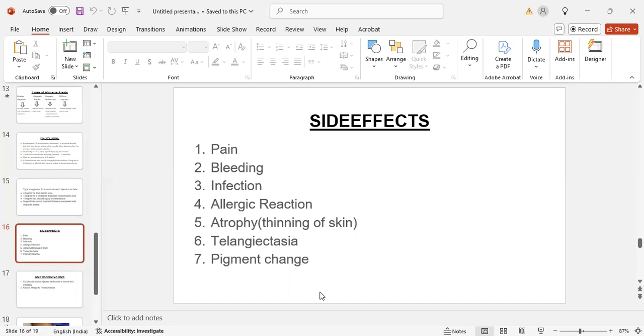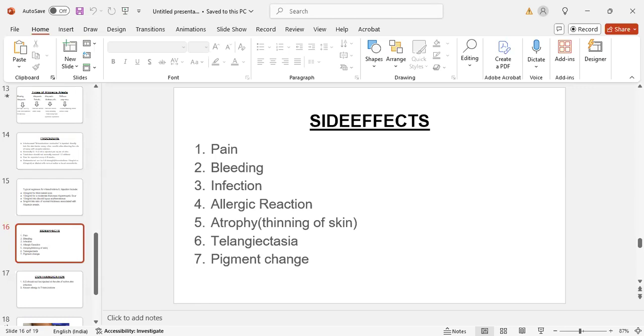Okay. Now, what will happen when you have given this? What might the patient complain? I'm having pain at the site. There may be slight oozing. Infection can happen. Allergic reaction can happen. Atrophy, that is thinning of skin. Telangiectasia, pigment change. So what is this? Pain: the patient might complain of a pricky pain sensation. Wherever you have pricked with the insulin syringe, that site pain may be there.